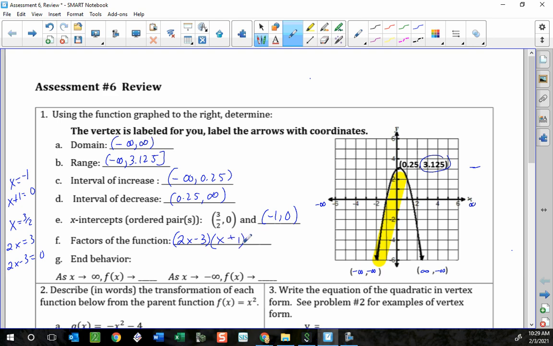zeros. All right, end behavior. So we've already have our end behavior here. End behavior is the y values' behavior as x goes to positive or negative infinity. So they're both pointing down. So as x goes to infinity, y goes down to negative infinity, this one. And same thing for the negative infinity for the left side.